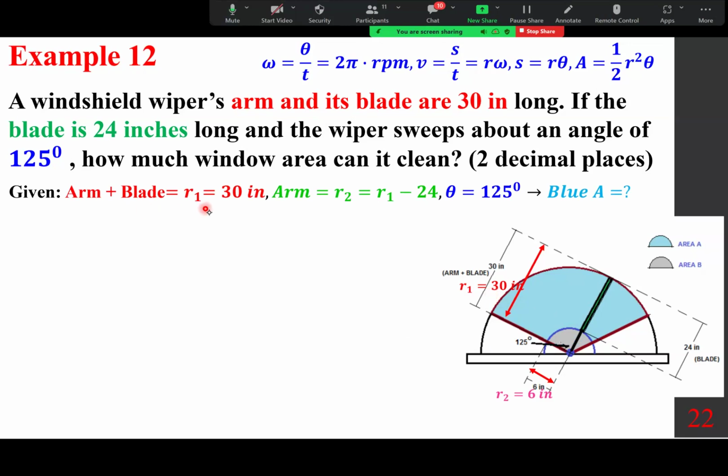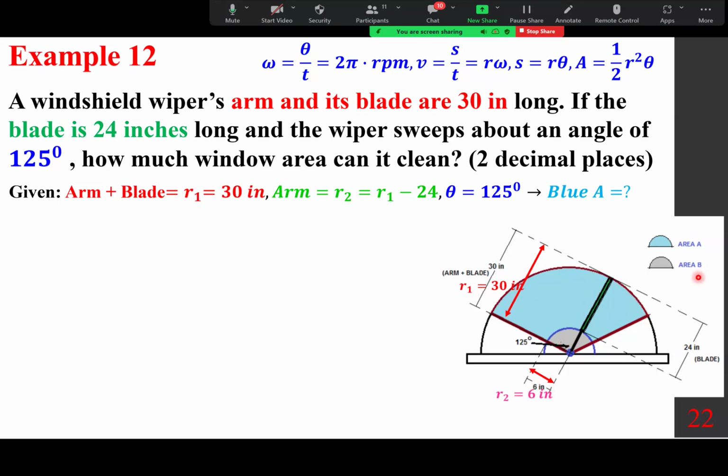So arm and blade, or R1, is 30 inches. Arm is R2, or R1 minus 24, and theta is 125 degrees. And we want this blue shaded region, or area. And of course, this arm is 6 inches, or 30 minus 20. So we can use the 30 and calculate the entire area of the shaded region.